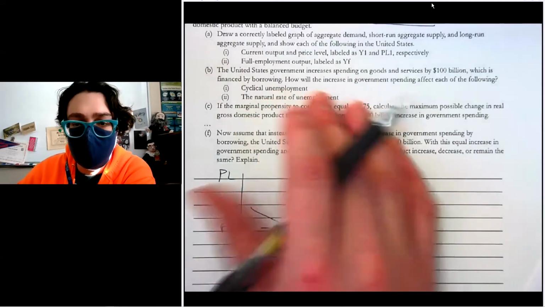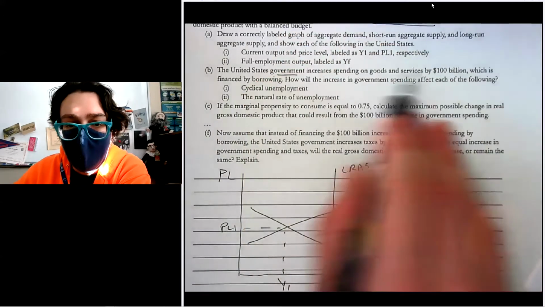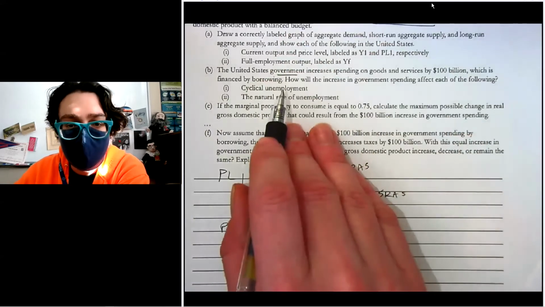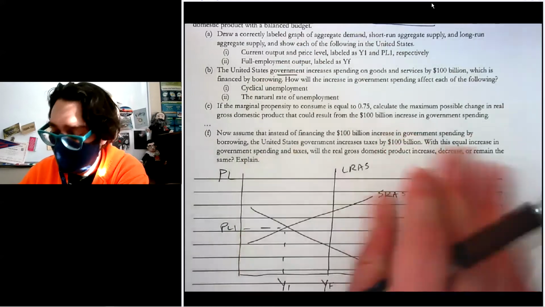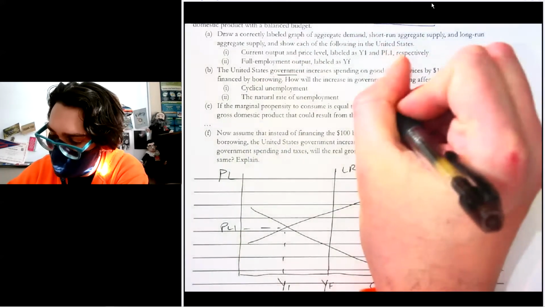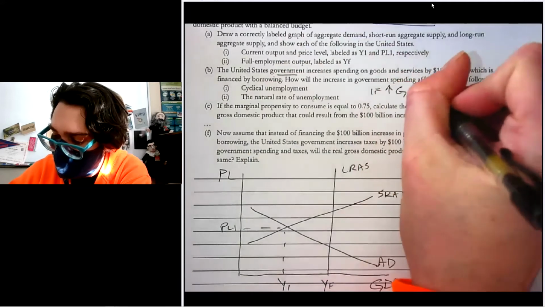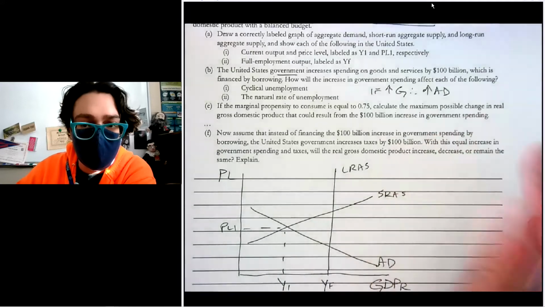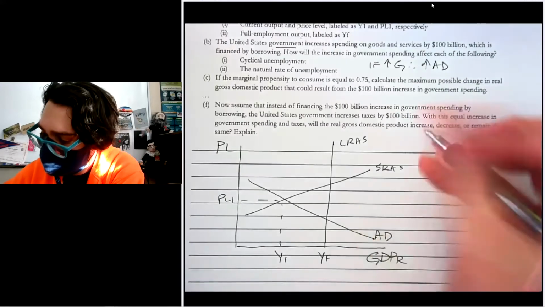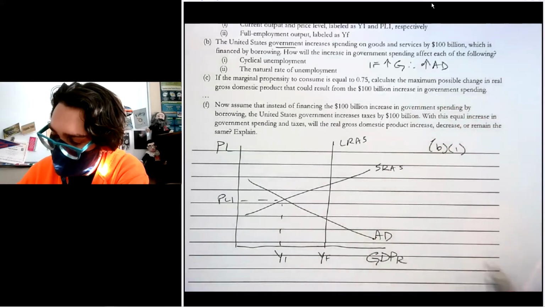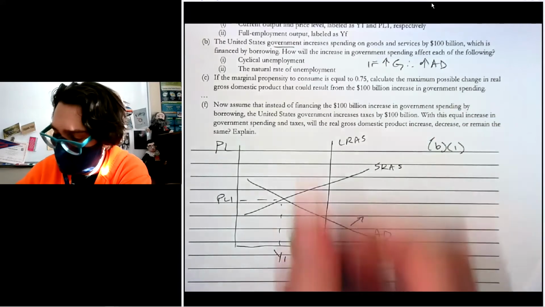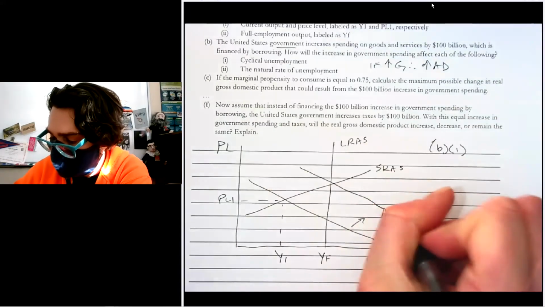And so then the next part says that the government increases their spending on goods and services by 100, financed by borrowing. How will the increase in spending affect each of the following? Cyclical unemployment, the natural rate of unemployment. And so if they increase G, we'd say that therefore increases aggregate demand. Right? We know that that's true because G is included in aggregate demand. And so with part B1, we would say, well, we know that aggregate demand is going to rise to some extent. It didn't ask us to graph it, but if it makes you feel better, ta-da, they've graphed it.